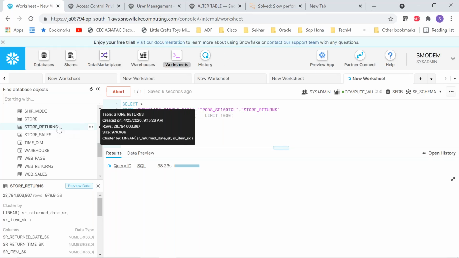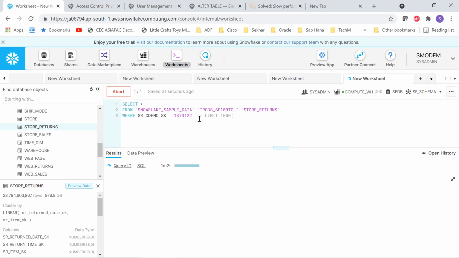So when you look at this store returns, when you put your cursor on it, it is clustered by SS return date SK, SR item SK. This table has been clustered by two columns. If you use these two columns in the query, your result is pretty fast, because the data is auto clustered by these two columns. Now I'm running this credit note, and it's taking a lot of time. If you use the date and then the credit memo, then it has already clustered by the date, so it gets you the data faster. These are the things you have to identify before running the query. If the query is taking a lot of time, how do you tune it? You go and see if the table is already clustered, then what column it is clustered on, and use that, because this is a huge table.